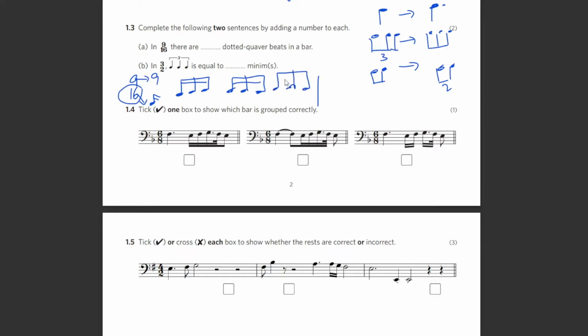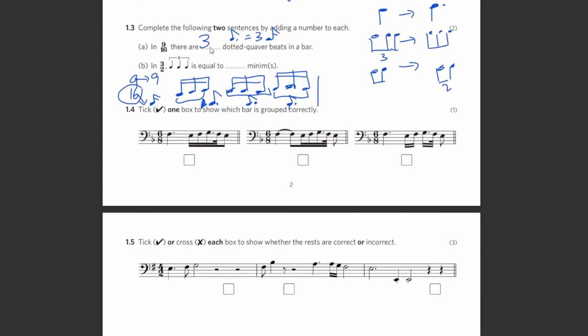Now that I have drawn out 9 semiquavers, next I need to find out how many dotted quavers there are. 1 dotted quaver is equal to 3 semiquavers, right? So therefore I know this is equal to a dotted quaver. 3 semiquavers is equal to a dotted quaver. So 9 of them will be equal to 3 dotted quavers. So in 9-16 time, there are 3 dotted quavers in a bar.